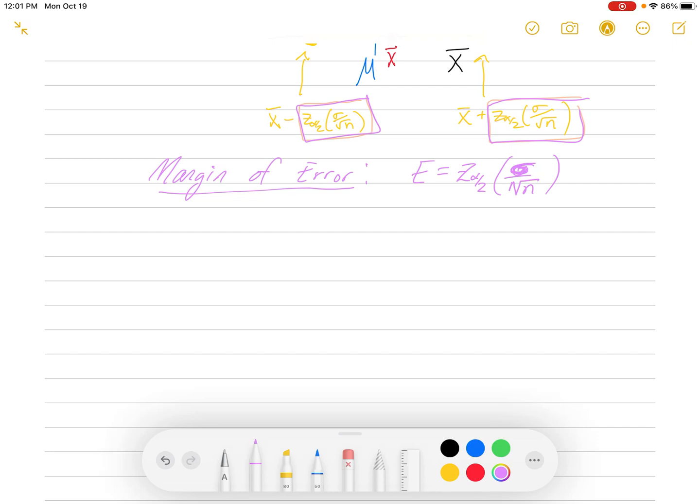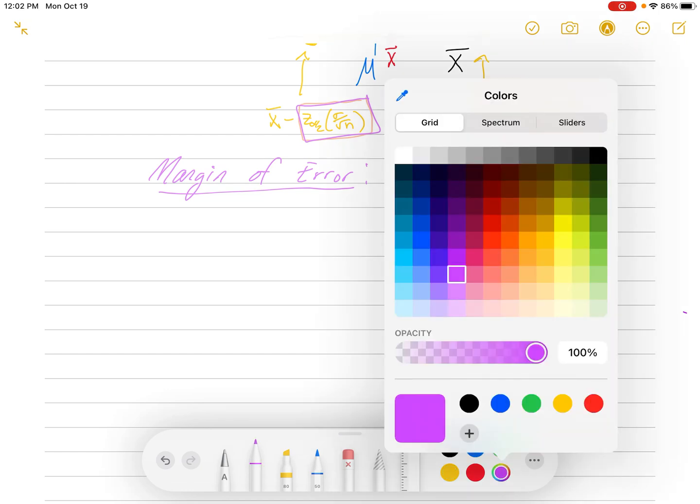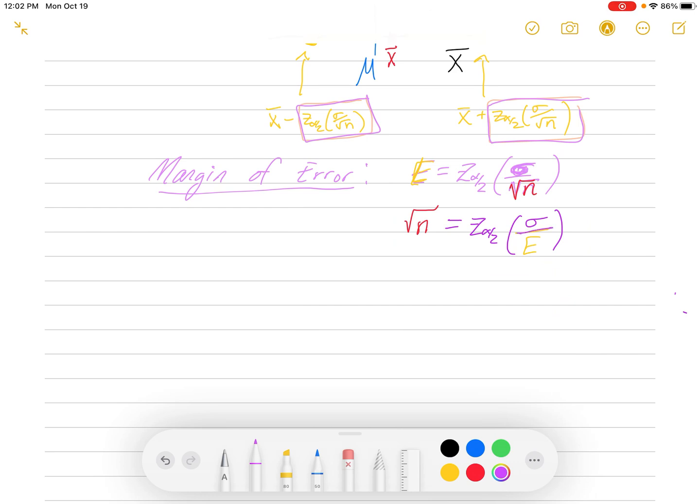Now, if you wanted to solve this for n, we'll get n by itself here. What you could do, you could cross multiply here this square root of n with the e. So I'm going to bring the square root of n up here. This is just an algebra trick. I'm going to have Z alpha over 2 down here. And sigma stays. But the e, this yellow e right here, is going to go down underneath where the n was previously. That's just a trick of algebra.